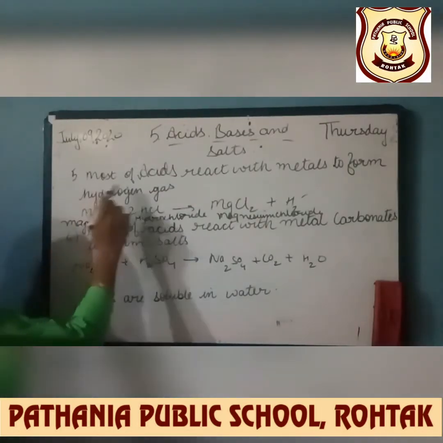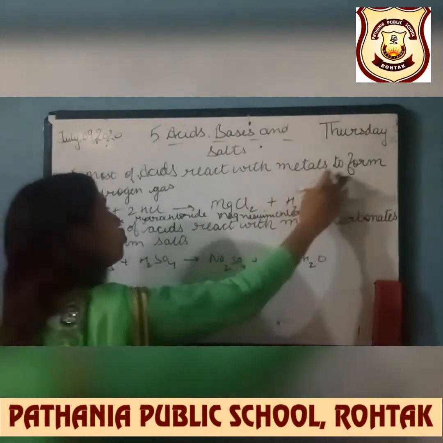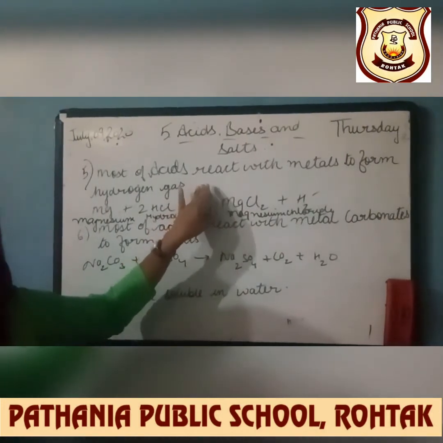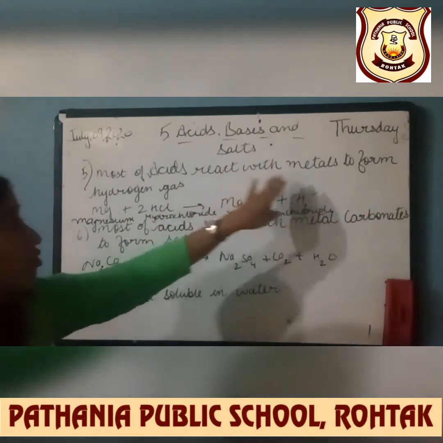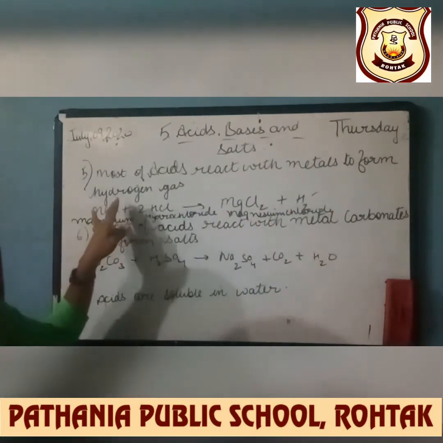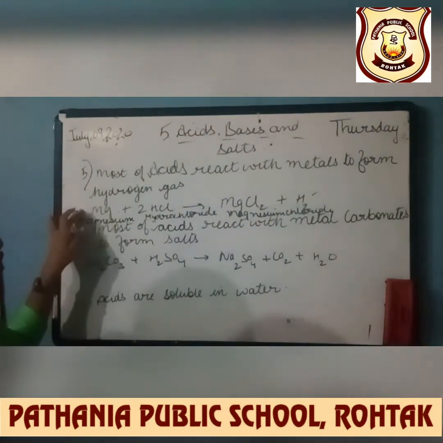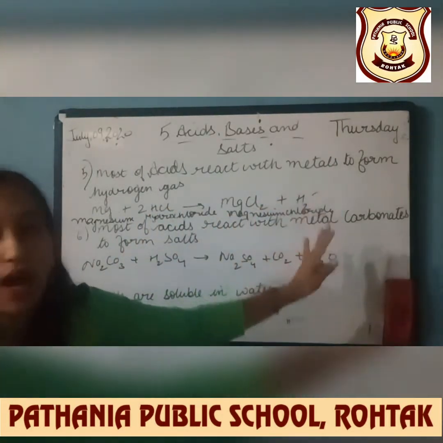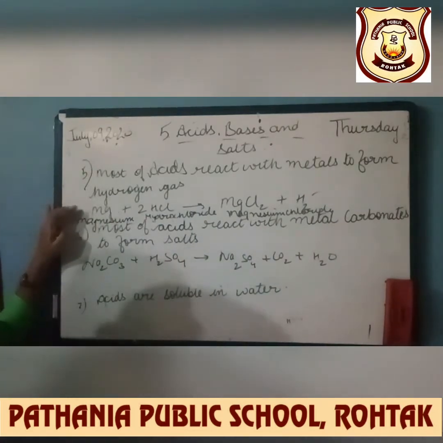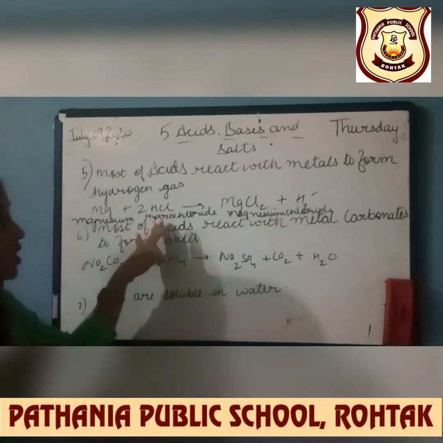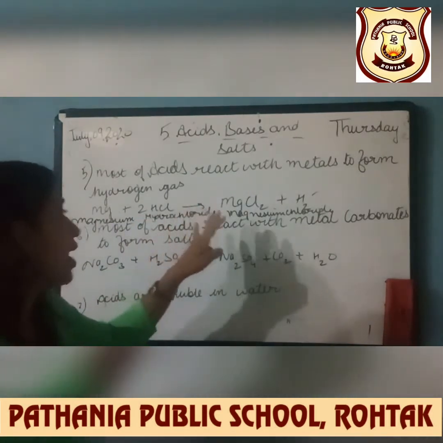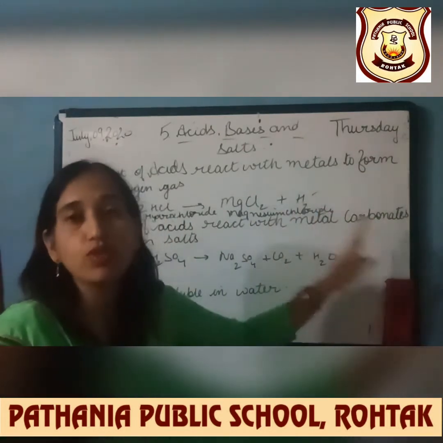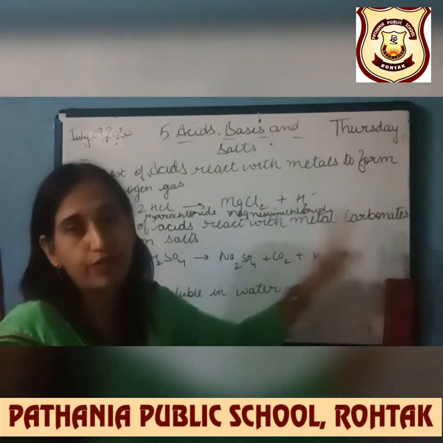Most acids react with metals to form hydrogen gas. Fifth point we will consider, that almost all acids, when they react with metals, will form hydrogen gas. Like magnesium plus 2HCl gives magnesium chloride plus hydrogen. Mg is the symbol of magnesium, HCl is hydrogen chloride, MgCl2 is magnesium chloride, and H2 is the hydrogen gas that is evolved.